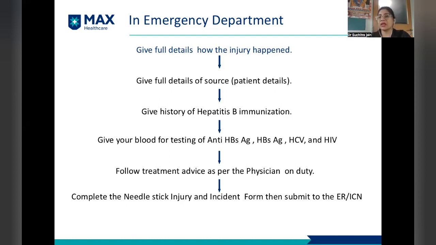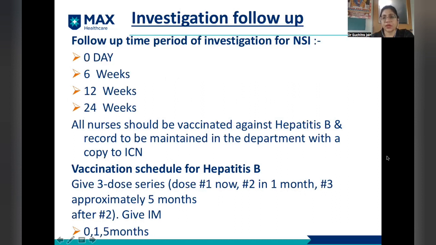So we should have an incident form where a needle stick injury is noted. Then you should keep it in a record file. If it is a hospital setup, you can inform the infection control nurse. If it is an emergency or a small department, you can take a nurse's help and inform, or a lab technician can also fill in the incident form. Yes, please. Next slide.